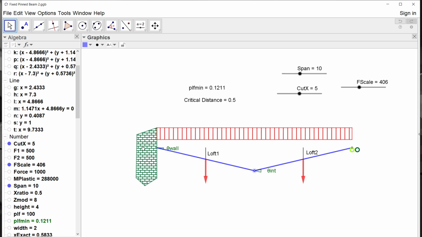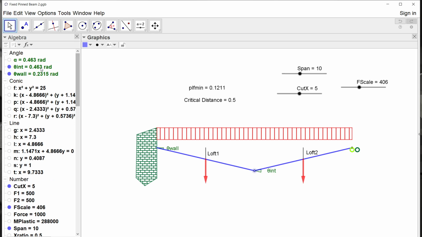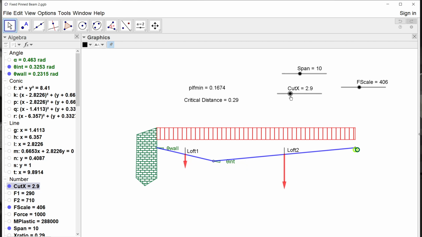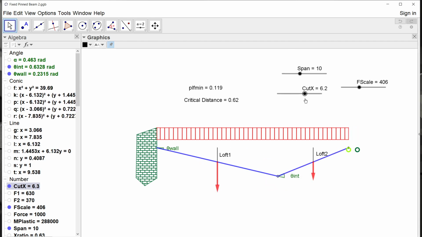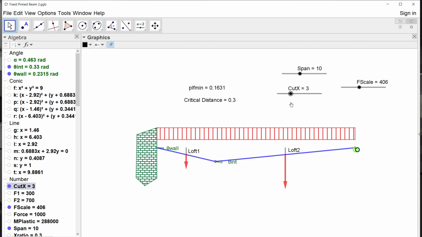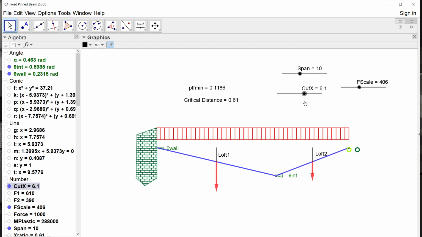All right, so now let's look at the angles really quick. When the cut is halfway along the beam, through geometric truths, the interior angle is twice the angle at the wall. But that is not the case for other cuts. So you can see here the interior angle is smaller, and then eventually even smaller still. And notice that the load magnitudes are changing on either side of the cut.